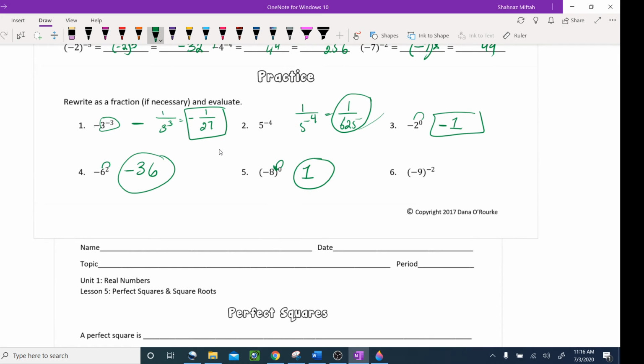Again, 0 applies to everything inside the parentheses, so it's going to be 1. Negative 2 applies to the negative and the 9 both, like it applies to the parentheses. That's why inside the parentheses, whatever we have should have negative 2. So 1 over negative 9 to the power 2. It's going to give me 1 over 81, because this 2 is even and the answer is supposed to be positive.